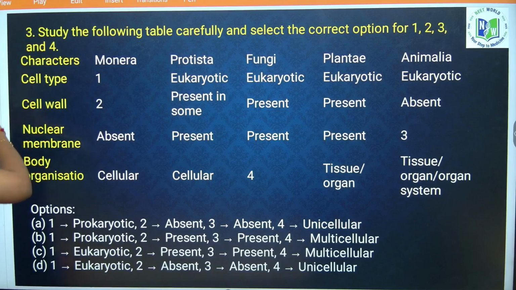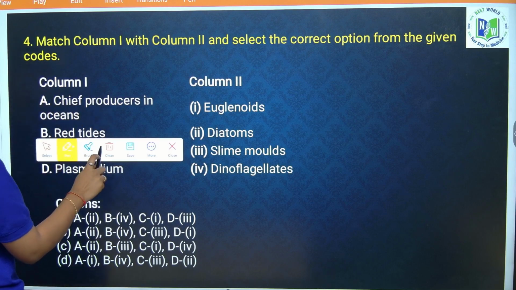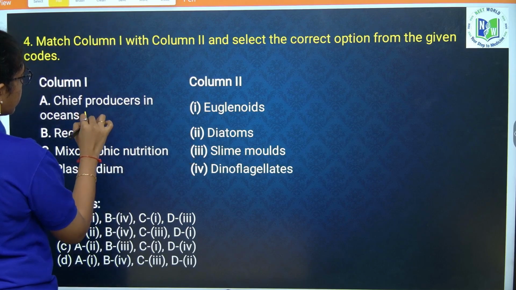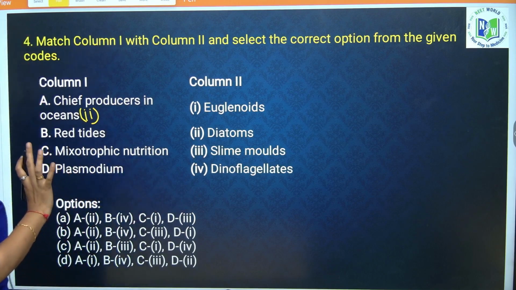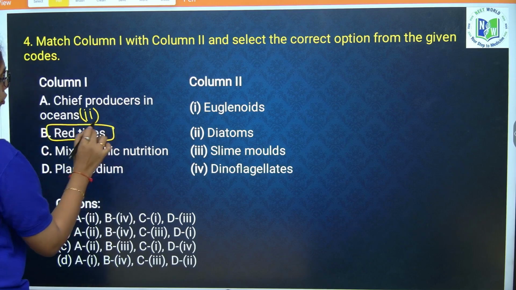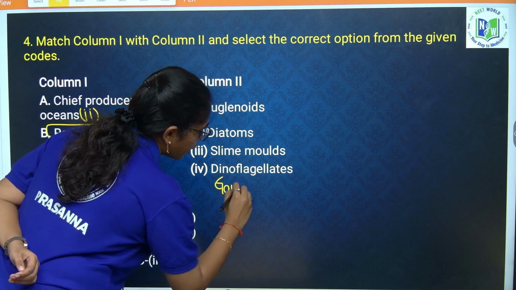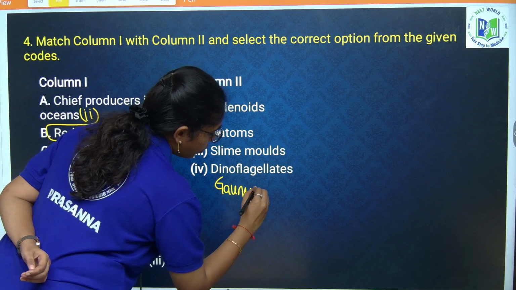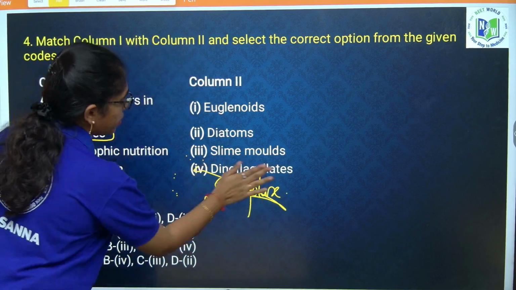Next question. Match column 1 and column 2, he is saying. A, chief producers in the ocean. Chief producers in the ocean are always diatoms. Diatoms belong to chrysophytes of protists. Red tides are formed by dinoflagellates. What is that dinoflagellate? Gonyaulax. Here, just a minute.